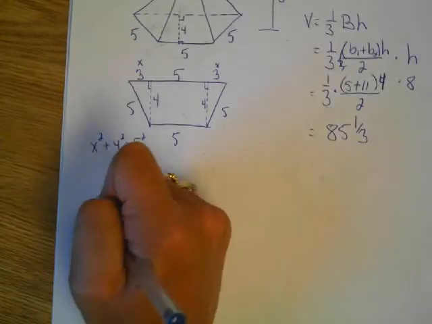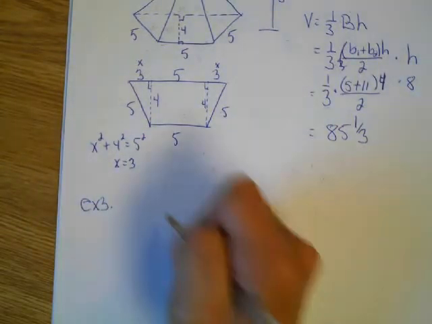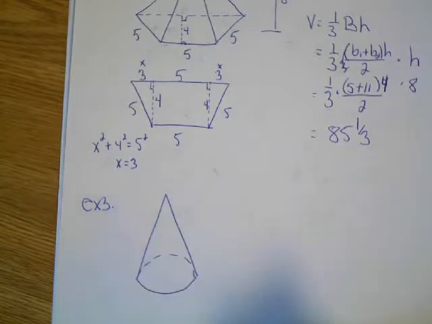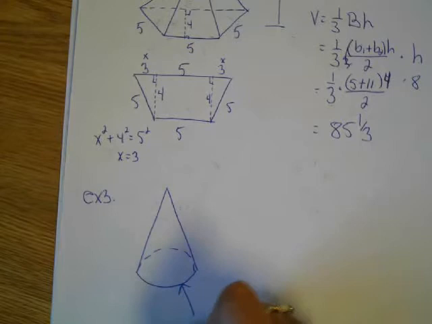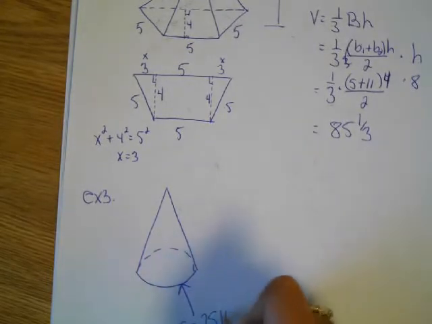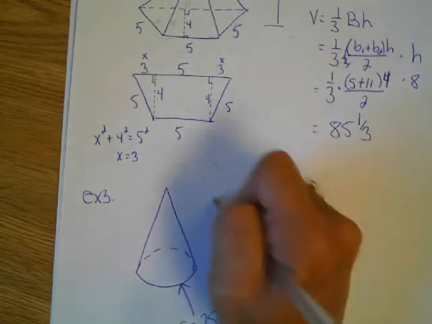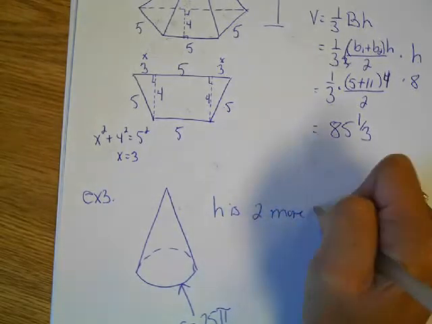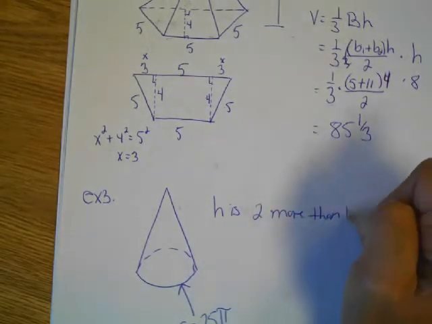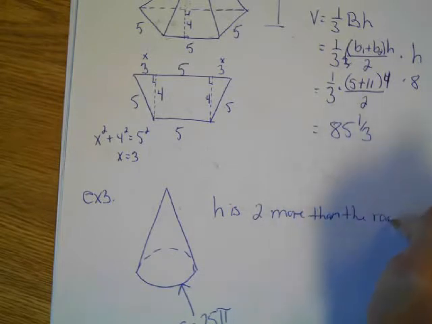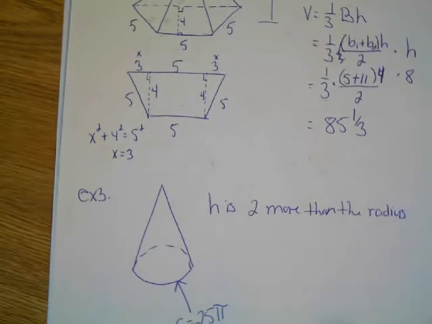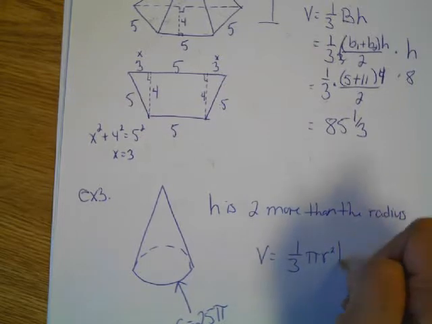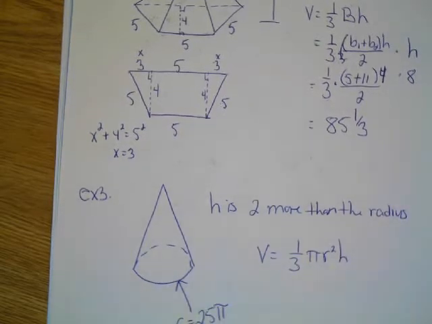Okay, let me challenge you with this next one. Cone. The circumference of the cone is 25 pi. The height is 2 more than the radius. Find its volume. So, 1/3 pi r squared h. I didn't give you either one of these. You've got to do some work to get them.